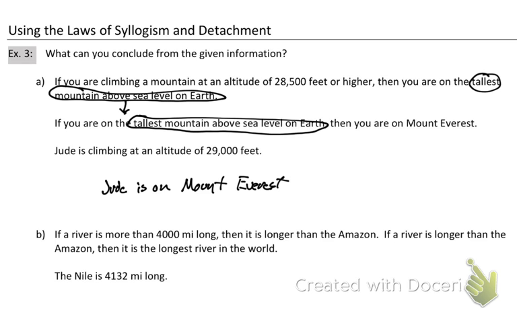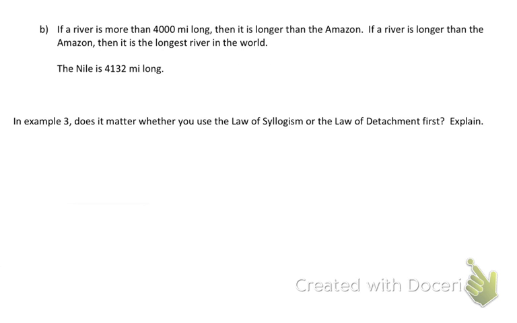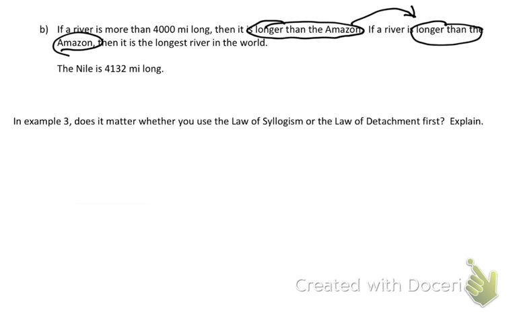Can someone explain to me why I could say yes, I can connect it with the law of syllogism? What statement am I looking at that connects the two? Santiago. Like the distance? Oh, yeah. Do you know what words I was looking for? Longer than the Amazon. So if a river is more than 4,000 miles, then it's longer than the Amazon, and then we see longer than the Amazon in the hypothesis here. I didn't ask a very clear question, but that's how it connects those two things.